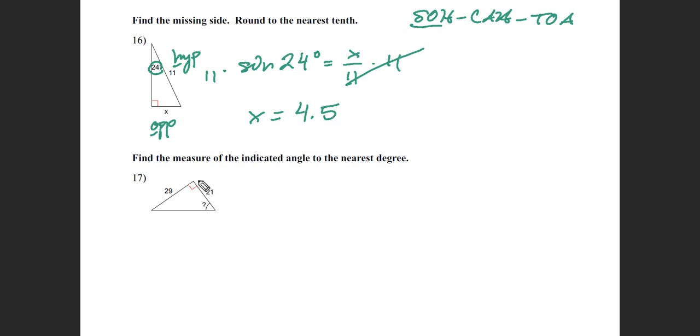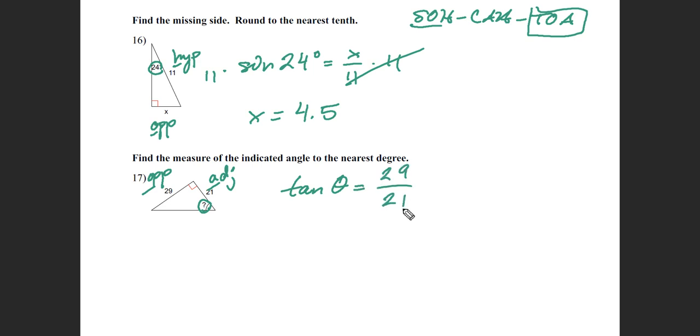All right, final question in this review. Number 17, let's find the missing angle measurement. So here's the angle that we're looking for. With respect to that angle, 29 is the opposite side. 21 is the adjacent side, because the hypotenuse is this one. So we have to use opposite and adjacent. That refers to tangent. The O and A in TOA is tangent. So tangent of that angle, theta, is 29 over 21.